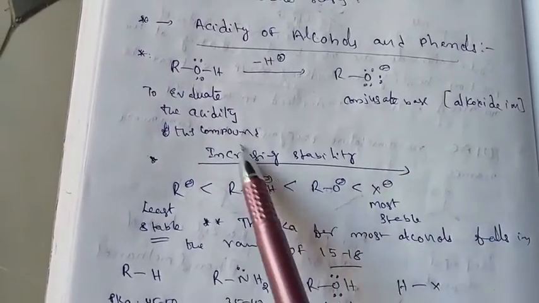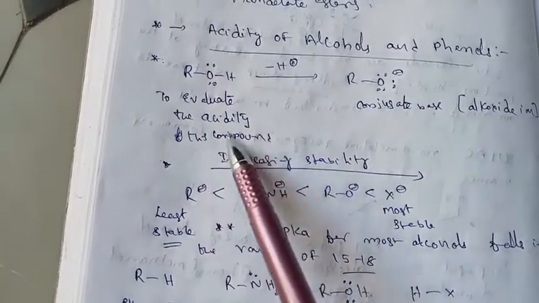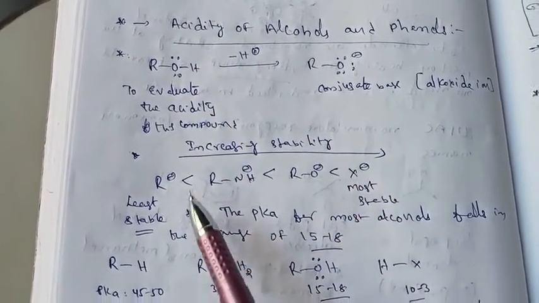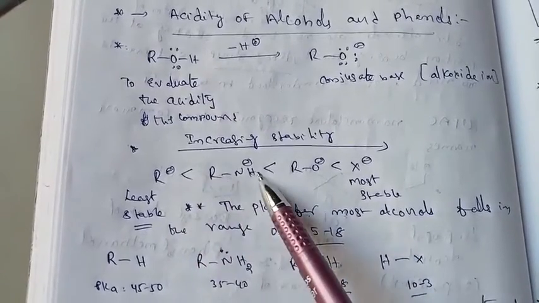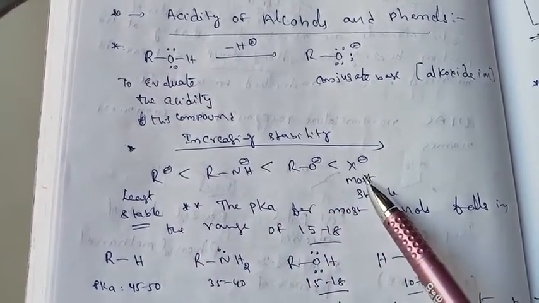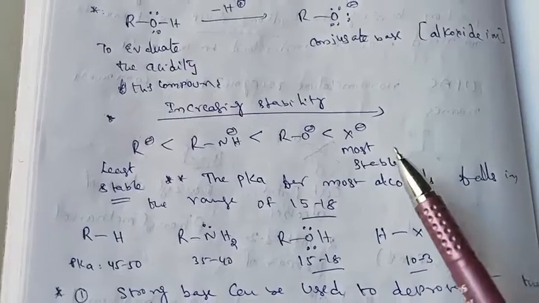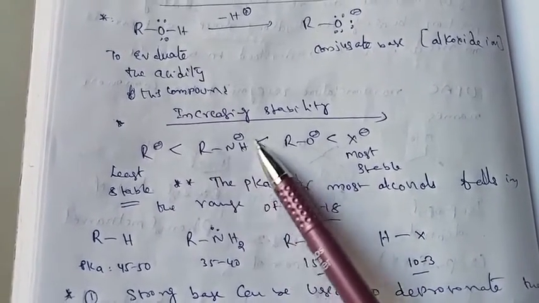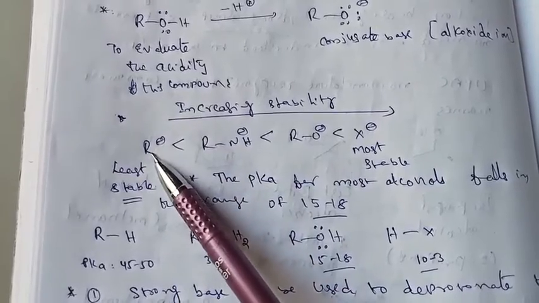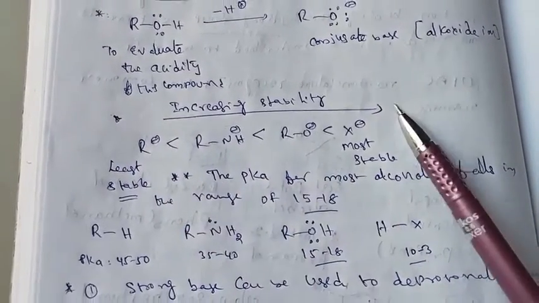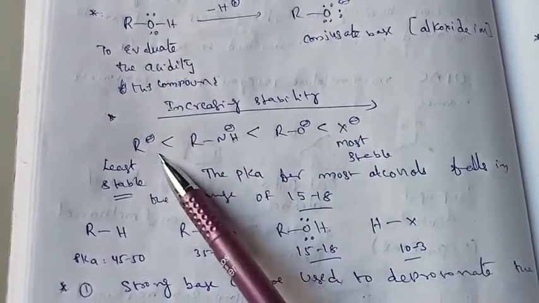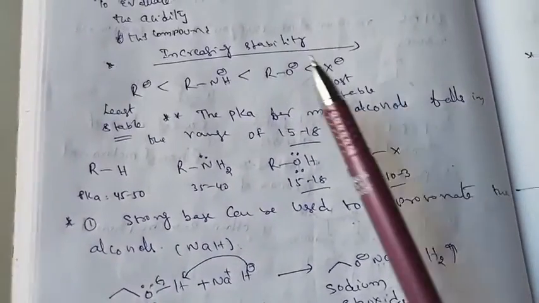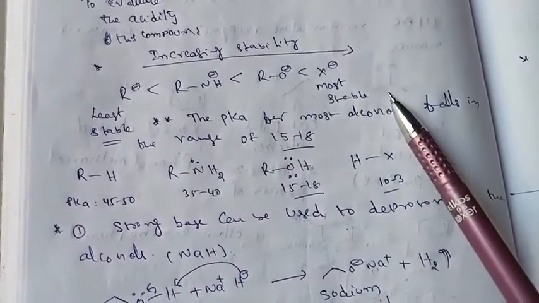So how do we evaluate the acidity of these compounds? Through the stability of the conjugate base: R minus, RNH minus, alkoxide and halide. The halide is the most stable, then alkoxide, then amide, then alkyl anion. So this is the order of stability of conjugate bases, with this the least stable and this the most stable.